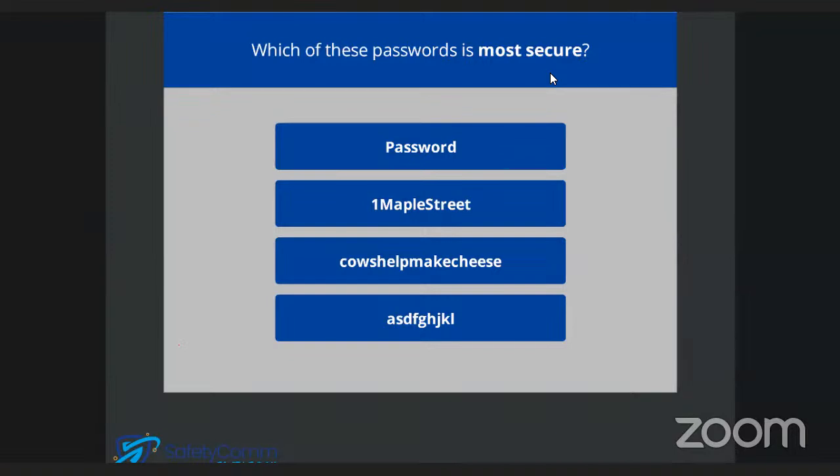Tim? Yeah, I would say the second one. Second one, okay. Cecilia? Cecilia, yes? Okay, the third one is more secure. The third one. Okay, what about the first one?